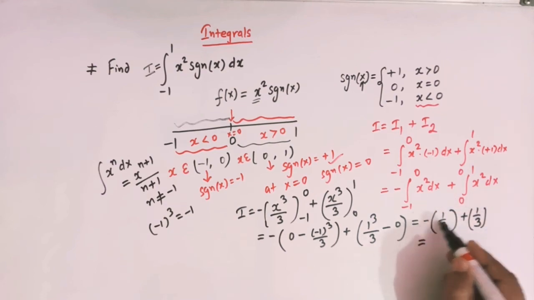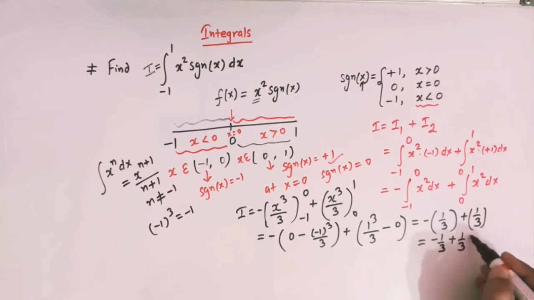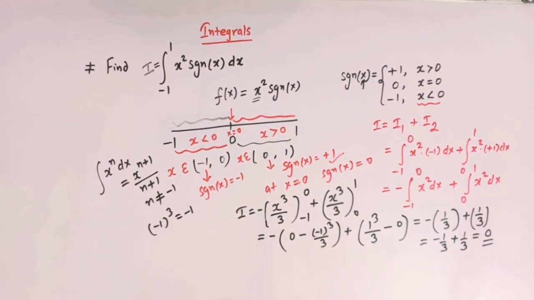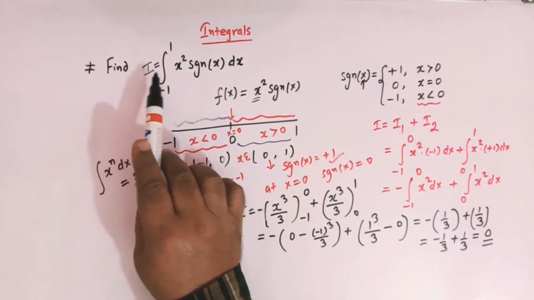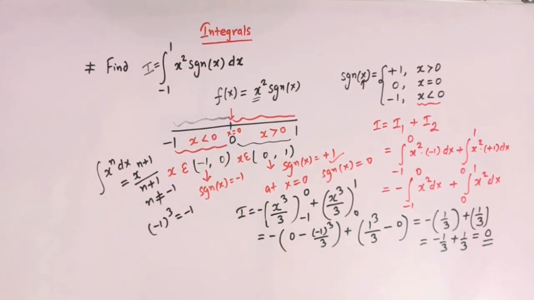So now we have minus 1 over 3 plus 1 over 3, and minus 1 over 3 plus 1 over 3 is equal to 0. So we conclude that the value of this integral is equal to 0. So viewers, this is how we can solve these types of problems.